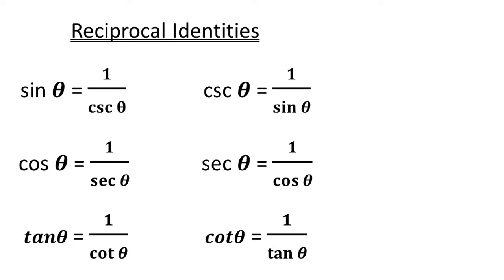Now we also have the reciprocal identities, which we can kind of already have a foundation for. We know that sine and cosecant are reciprocal, so it makes sense that sine theta is equal to 1 over cosecant theta, and it makes sense that cosecant theta is equal to 1 over sine theta. They're reciprocals. That's what reciprocal means.